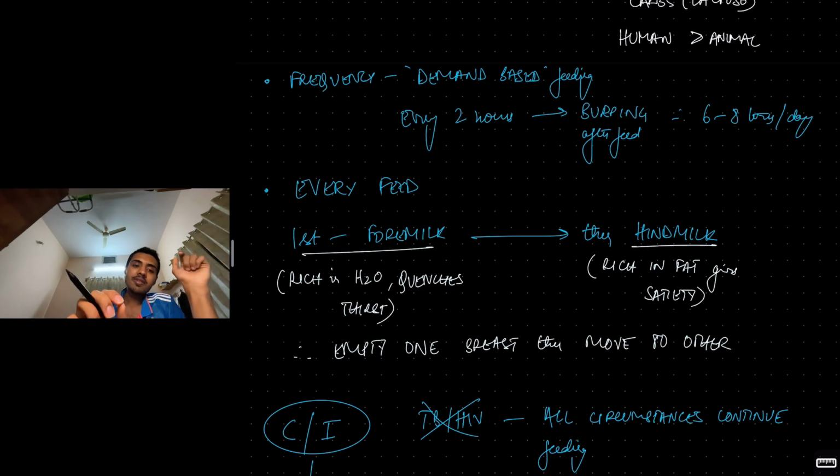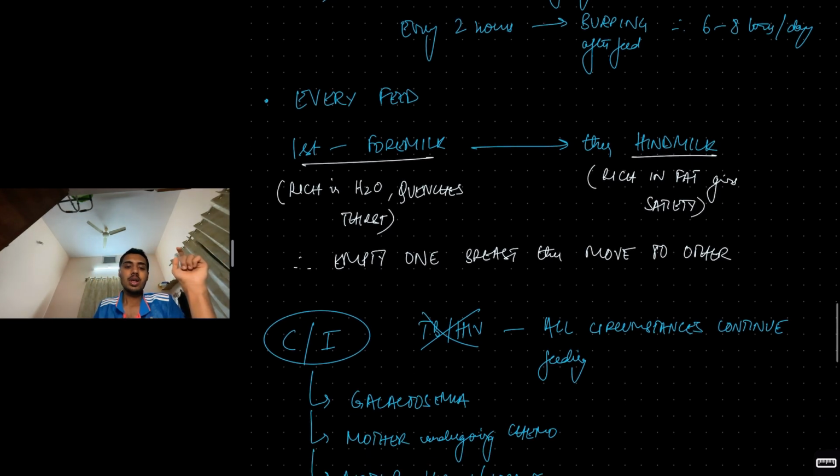And during every feed, one thing which is important is that it is not always the same milk that is produced during breastfeeding. No. Initially, foremilk is produced.